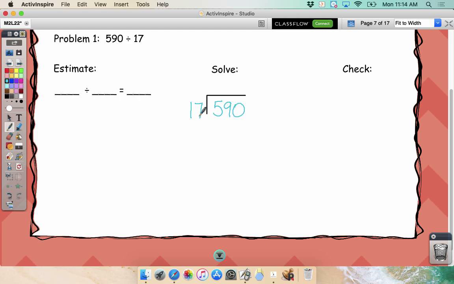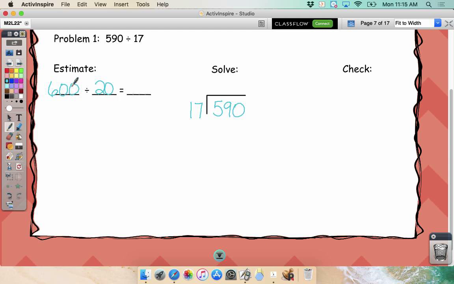Are you focusing? Okay, next thing I do. Round 17. Millie, what do you think I should round 17 to? 20. And then we got to pick a number close to 59 that 2 will go into. 60, which makes it 600.